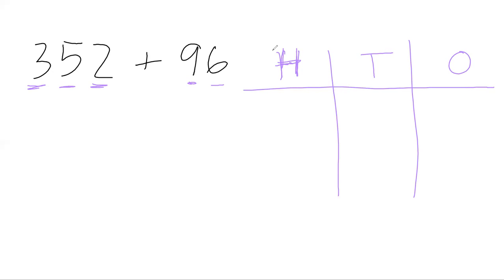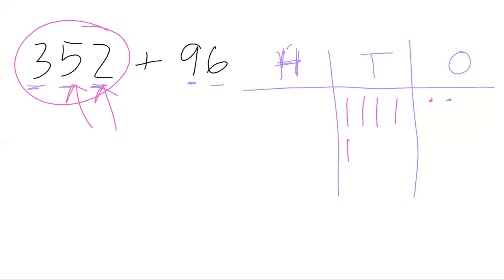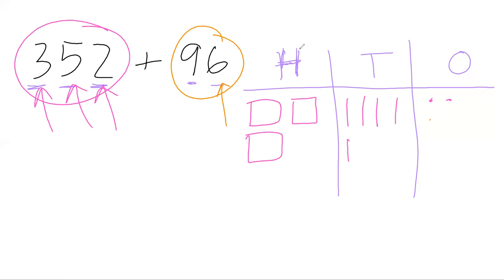So start here. 2 ones, 1, 2, 5 tens, 1, 2, 3, 4, 5, and 3 hundreds, 1, 2, 3. Okay, and now we're going to model 96, which has 6 ones, 1, 2, 3, 4, 5, 6, and 9 tens. 1, 2, 3, 4, 5, 6, 7, 8, 9.